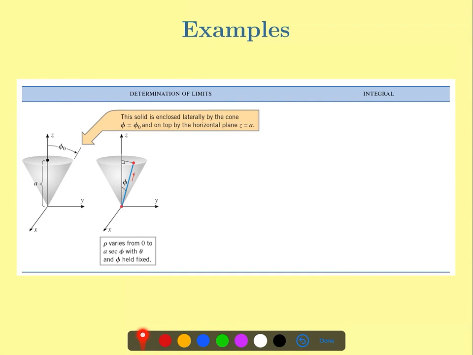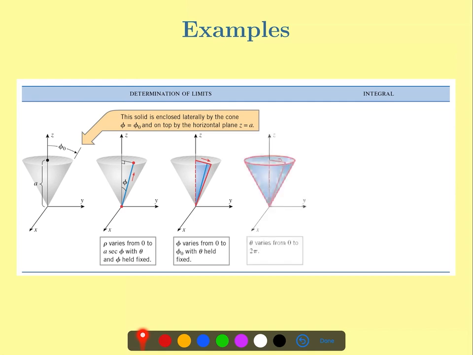And then phi is going from 0 to phi sub 0, like before. And theta, again, we're going all the way around the z-axis, so that goes from 0 to 2 pi. So the setup: theta goes from 0 to 2 pi, phi goes from 0 to phi sub 0, and rho goes from 0 to a over cosine of phi.